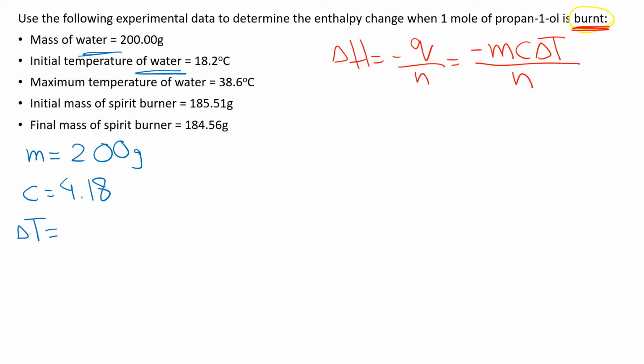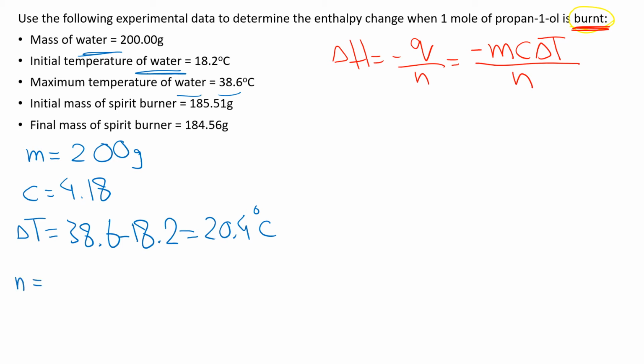What is delta T? It is the difference in temperature, or temperature change. So you have here 38.6 minus 18.2. So the answer, delta T, should be 20.4 degrees Celsius. So that is m c delta T.